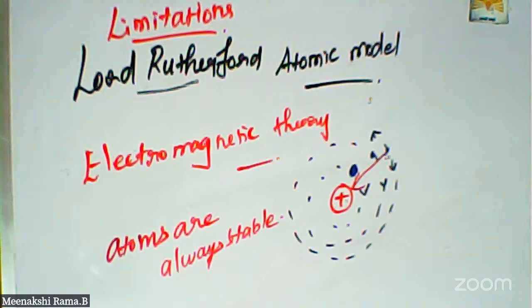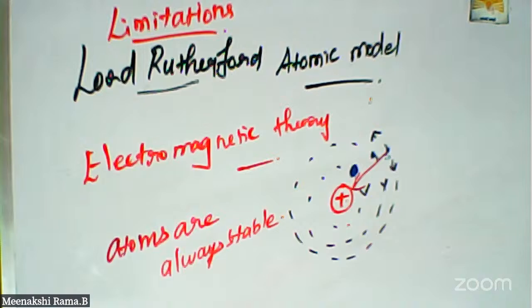Let me show one more simulation for the same concept. Look at here. This is the nucleus part, and the alpha particles are moving here. The center part, the yellow dot, is the nucleus. This is the electron energy level. This is the alpha particle; trace this area where the alpha particles are moving.